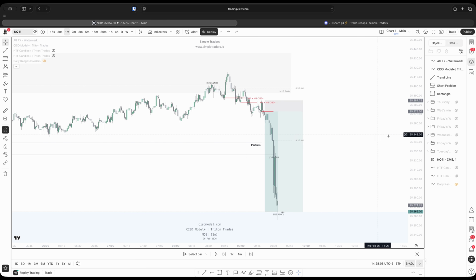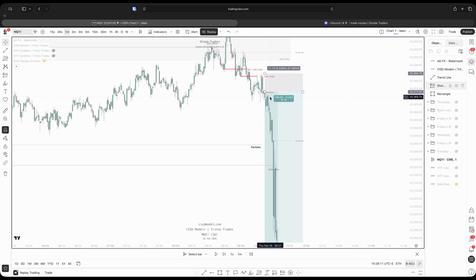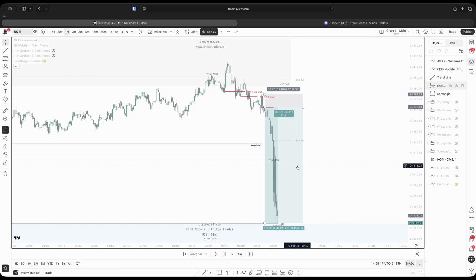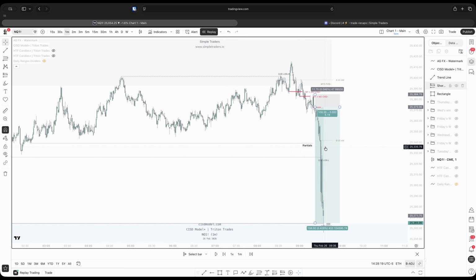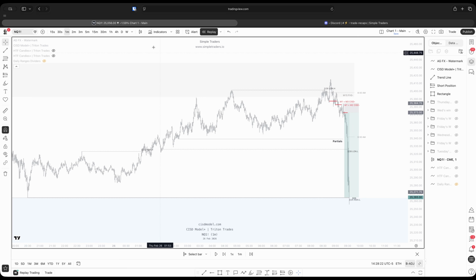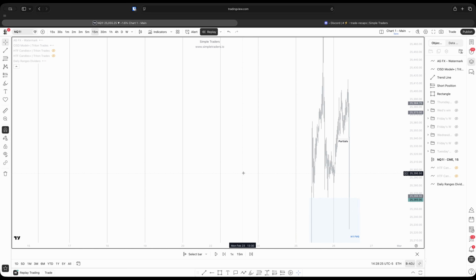Now, of course, I did trail my stop loss along the way. As price continued moving lower, I trailed my stop loss, did everything live on stream, explained my whole thought process, executed it live, managed the whole thing live. I don't do hindsight trades over here. Everything I take is done live on stream.